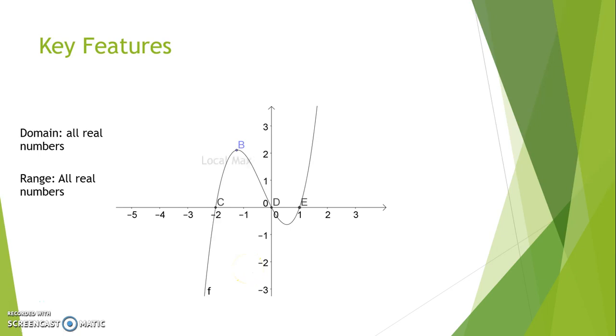We'll practice some more of these in class. B right here is a local maximum. A local minimum is right here. Okay. The y-intercept is right here at point D. It's the only place it crosses the y-axis. There are 3 actual x-intercepts. One right here at C, which is -2. The second one is at D, which is 0, 0, and the third one is at E at +1.